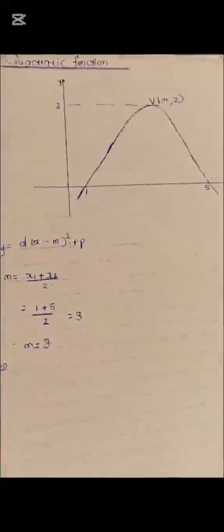Okay, so we're going to continue to p. The question says find p. And p is the y coordinate of the vertex. So we can look at the vertex. We can see that the vertex gives us that p is equal to 2, because 2 is the y coordinate of the vertex. So we write that p is equal to 2.